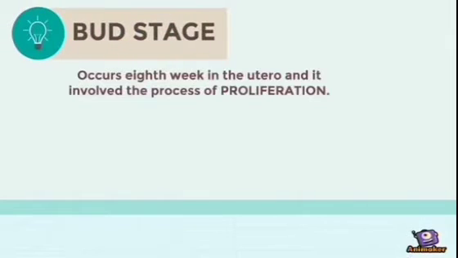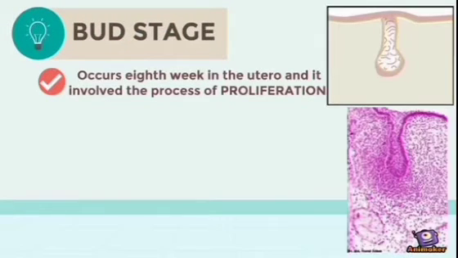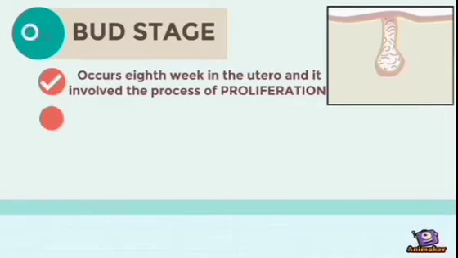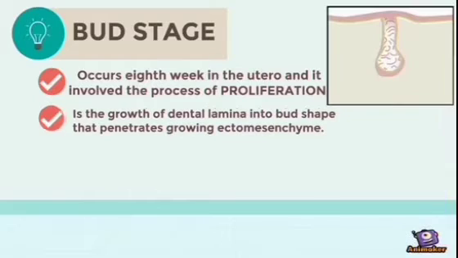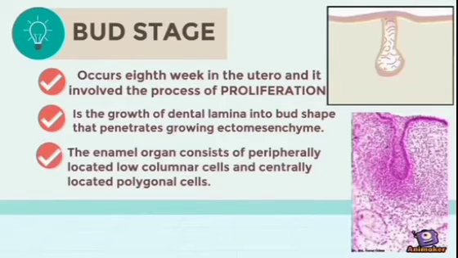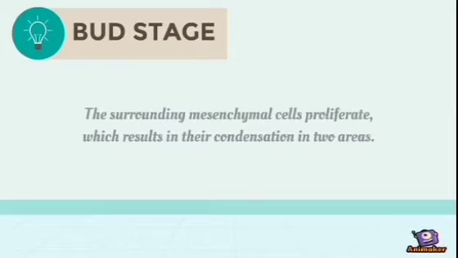The bud stage occurs the 8th week in utero, and it involves the process of proliferation. The bud stage is the growth of the dental lamina into a bud shape that penetrates the growing ectomesenchyme. During the bud stage, the enamel organ consists of peripherally located low columnar cells and centrally located polygonal cells. The surrounding mesenchymal cells proliferate, which results in their condensation in two areas.